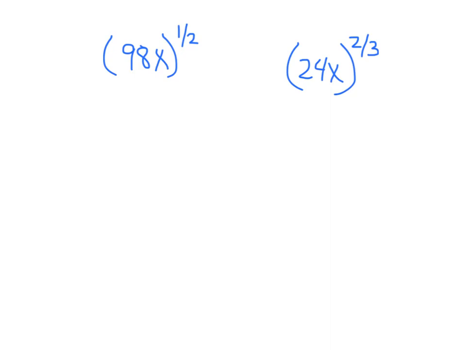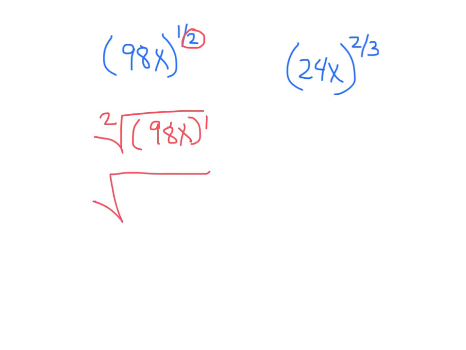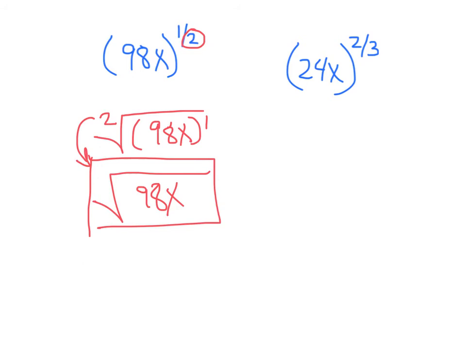Doing this one, this exponent of 1/2 applies to the whole 98x, so I'm going to go right to my radical. This denominator becomes the index, and then copy down the rest. So the rest is 98x raised to the 1. Well, you don't even need that parentheses there. And actually, I do not even have to write the 2 there because the 2 is implied when I don't write it. So there's my answer.